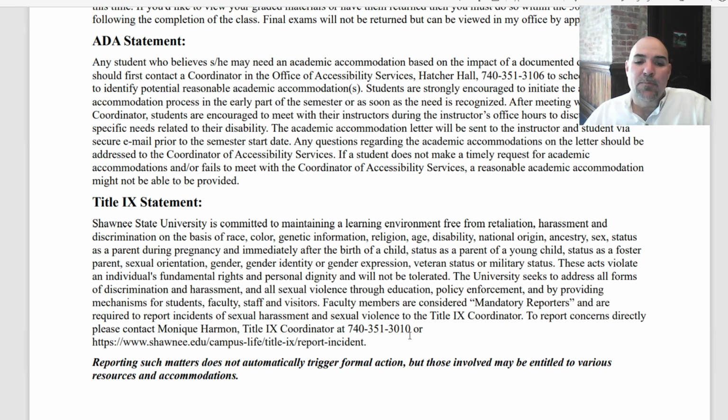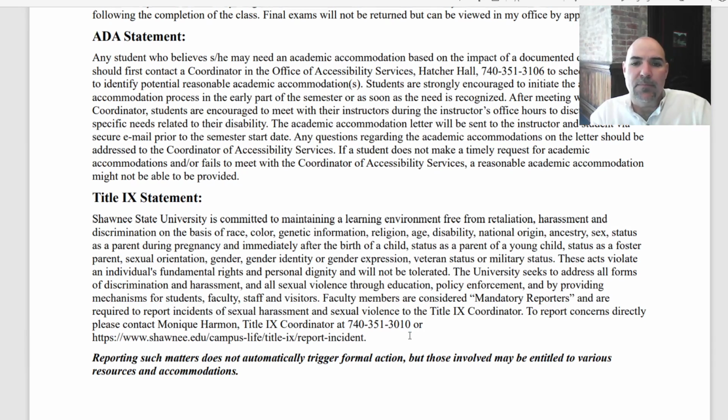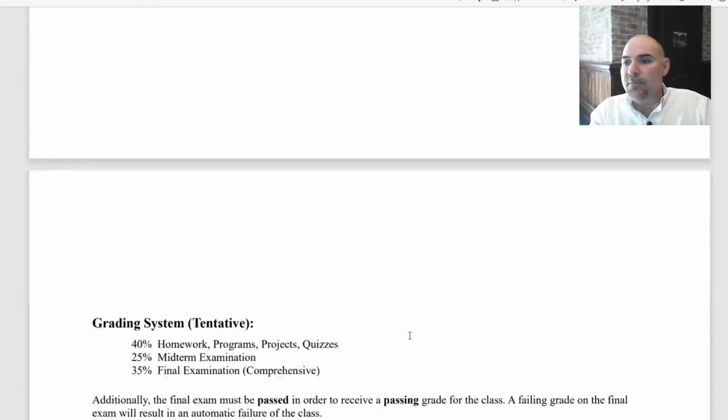She's not necessarily, that doesn't make it a formal action. That just means that it's important for me to have a safe environment for everybody that's free from those things. So if I see something or hear something, I'll have to pass that on as well, just like you should do that. Okay, let's get into some actual course material.